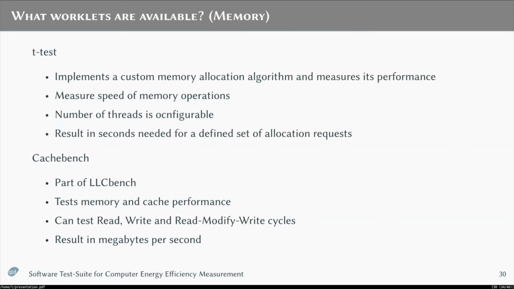There are two worklets for memory tasks. So there is the t-test, which implements a custom memory allocation algorithm and does a predefined set of allocations and measures the time. You can configure the number of threads to use, so it can also make use of multi-core processors here. The cache bench worklet is a bit different, as it also focuses on the CPU caches, and similar to the IOzone worklet, it can do reading, writing, and also read, modify, write cycles, and gives you a result in megabytes per second.